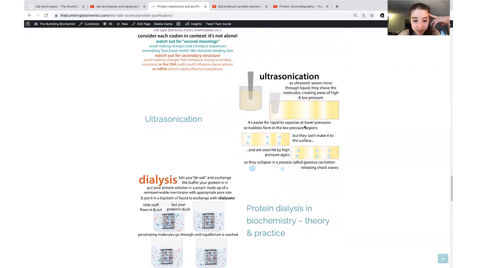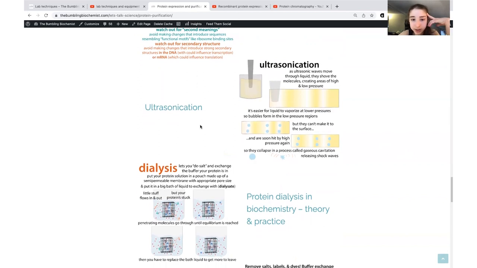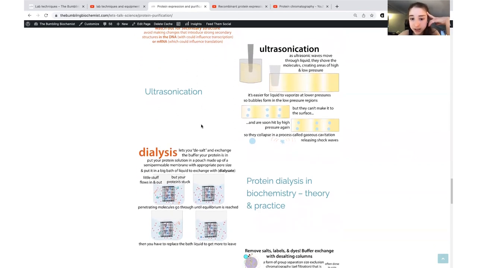Okay, so now just some random things. Ultrasonication is often used to help break open or lyse cells, as well as shearing up the DNA. DNA is going to be big and gloopy, and you can shear it into smaller pieces using ultrasonication. Use this bath sonicator, or this probe sonicator where you stick a probe into the liquid. It's going to make these high energy waves.